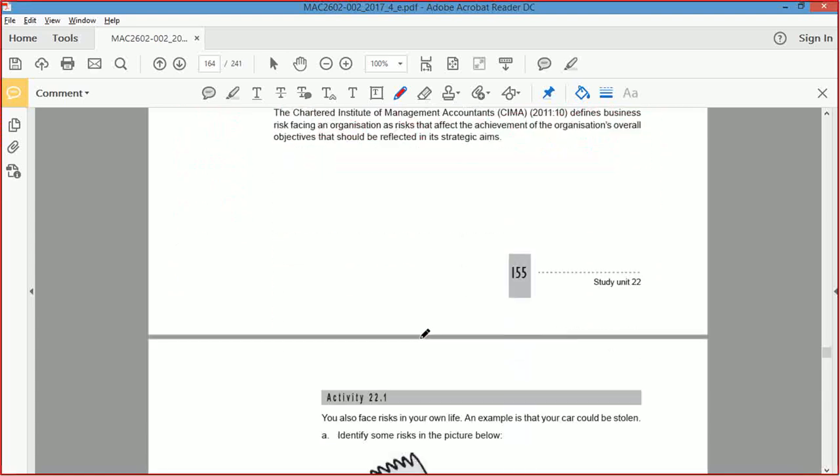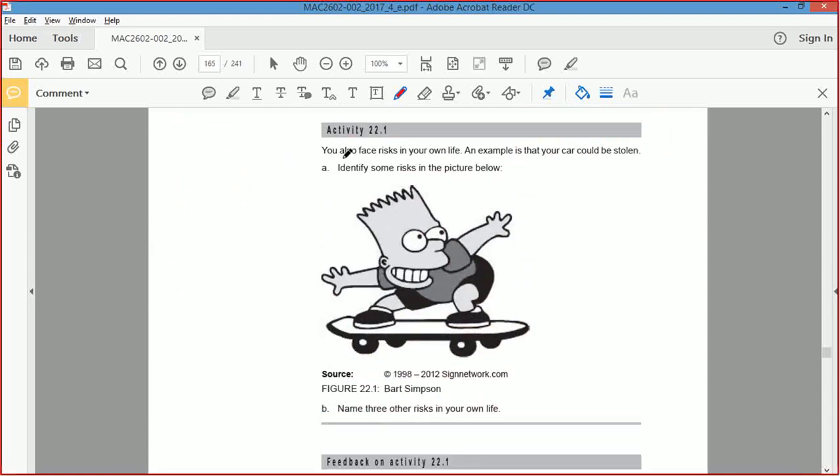So risk is just uncertainty. That's the right definition. Here, they've looked at how you face risks in life. Identify some of the risks in the picture below. So here's Bart Simpson. He's obviously skateboarding. What are some risks that could arise? Well, he could fall, break an arm. What else, sir? He could maybe be bumped over by a car, perhaps. Okay, so he might get hit by a car. Yes.